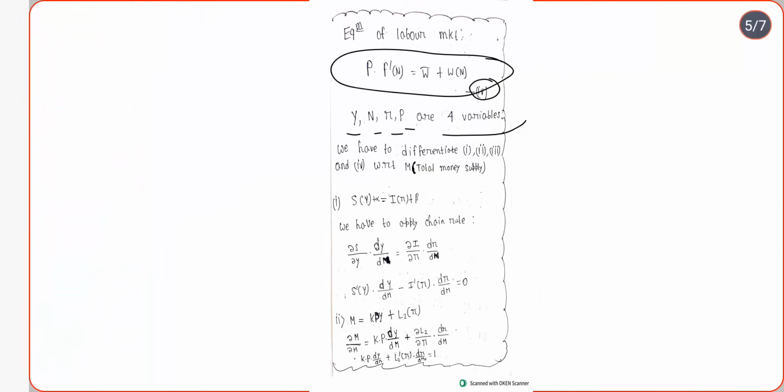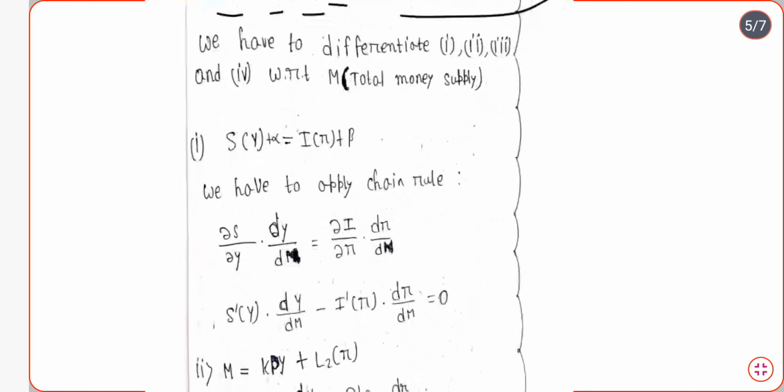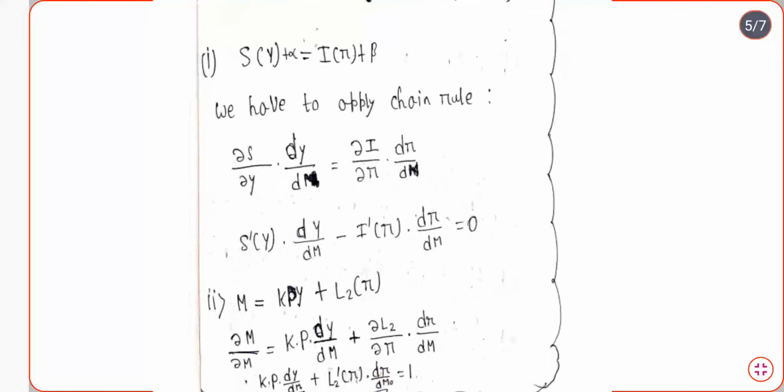At first we will start with the first equation, and we will try to differentiate this equation with respect to M. S is a function of y, so we will have to apply the chain rule here. At first we have to take the derivative of S with respect to y, then the derivative of y with respect to M.